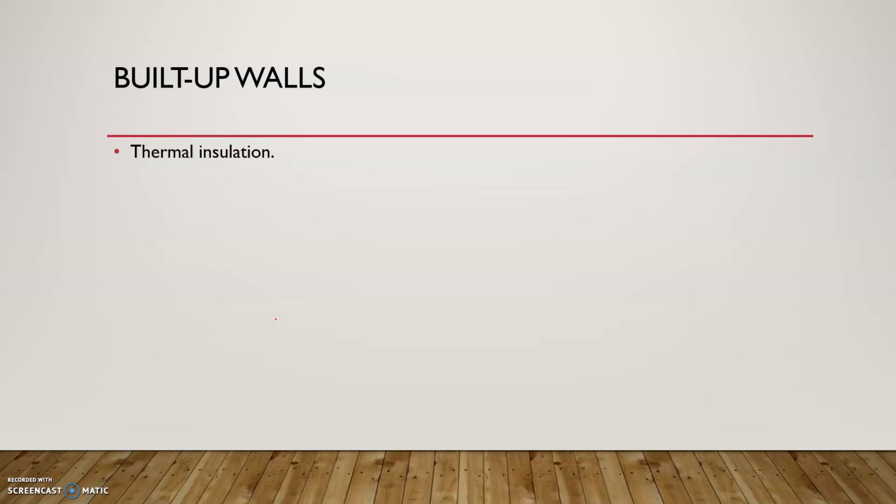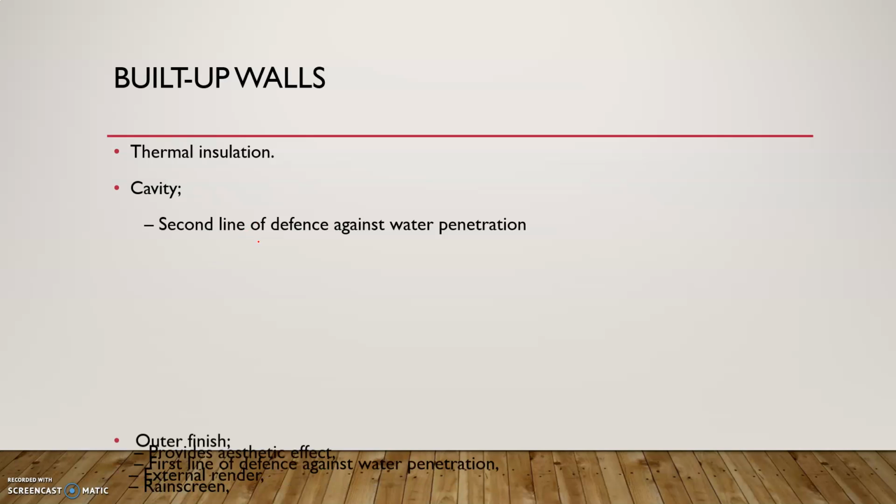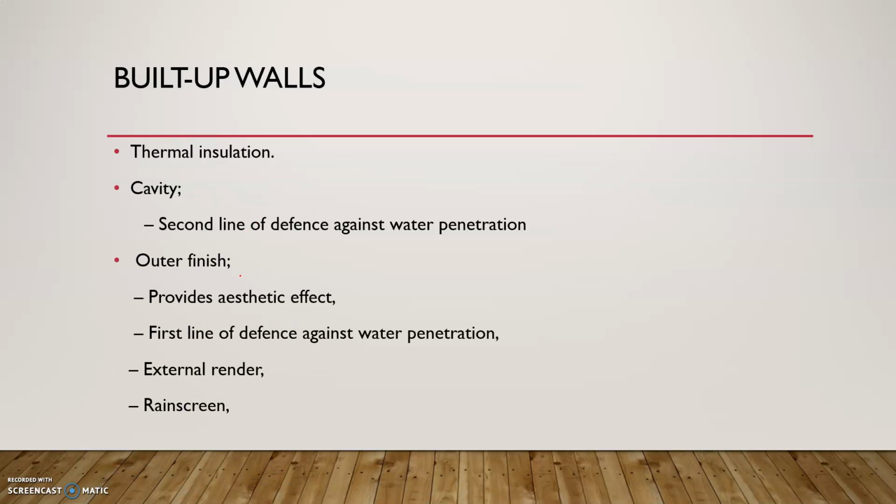We also need thermal insulation within the built-up walls. We'll have a cavity, and the purpose of the cavity is to be the second line of defense against water penetration. And obviously the outer finish, which is to provide aesthetic effect. The first line of defense against water penetration is the external render or Rainscreen. And within the Rainscreen, we can have windows.